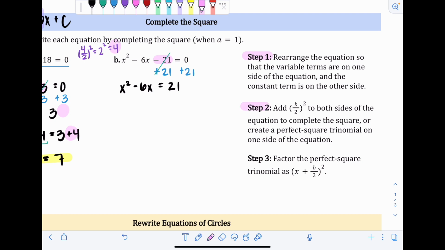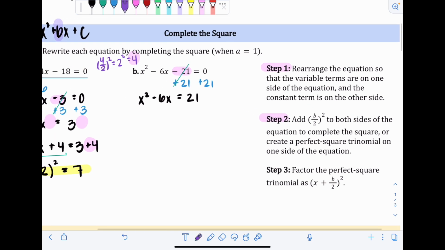Add b over 2 squared to both sides of the equation. So b is referring to, again, the b in standard form. That's going to be the coefficient of just x to the first power. So b would be negative 6. If I take that and put it into b over 2 squared off to the side, it would be negative 6 over 2. Sorry, whenever I write my 6's, they kind of look like b's. But negative 6, that one looks even crazier somehow. Negative 6 divided by 2 is negative 3. And then we have to take the negative 3 and square it, and that gives us a positive 9.